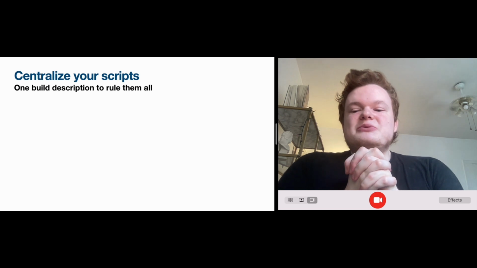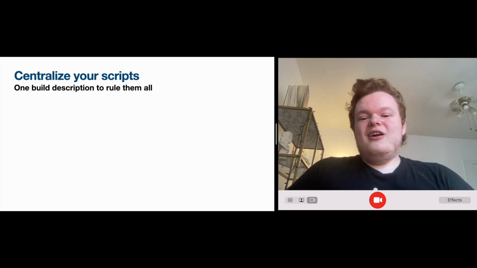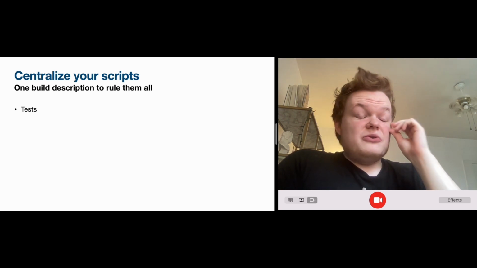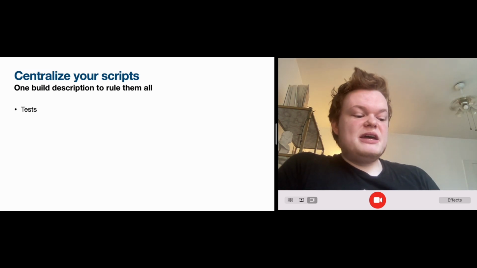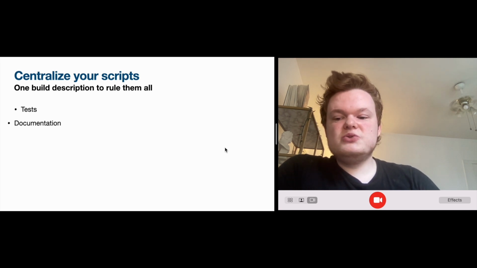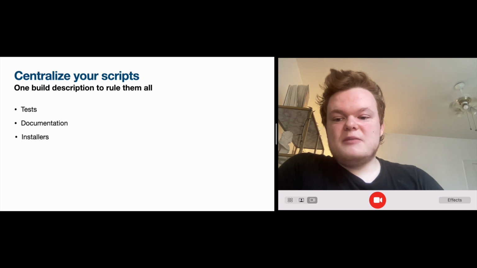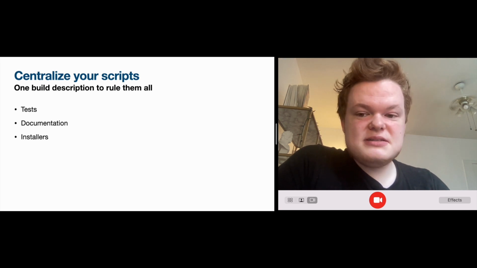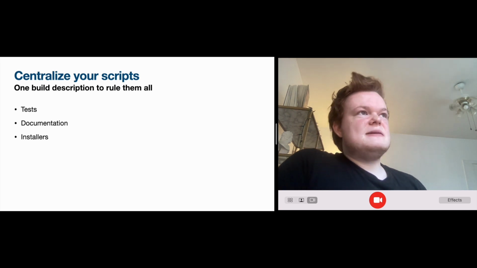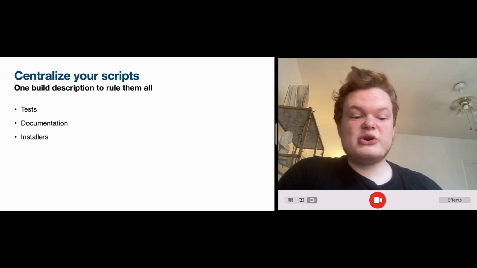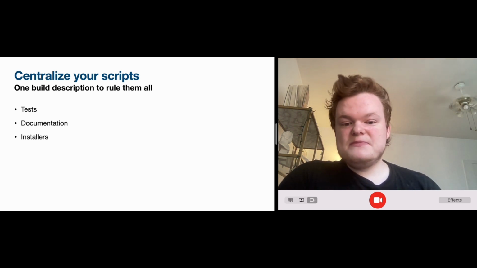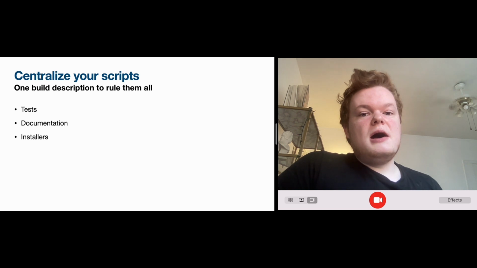Centralizing your scripts. One build description to rule them all, as I mentioned at the beginning. So CMake is great for building for many reasons, but it doesn't just stop there, because CMake has utilities to run your tests, to build documentation, to create installers, and all of these things can be configured in the exact same place as the actual build of your code, right? So you don't need to have a separate script that configures your installer.